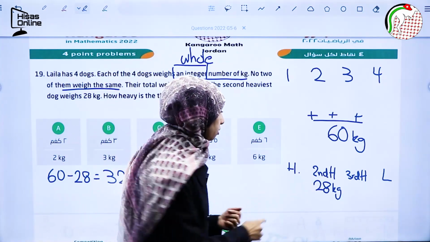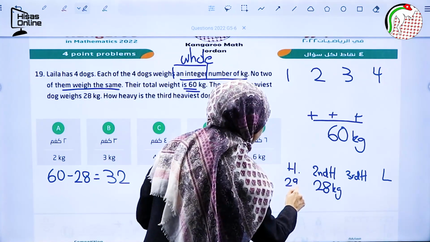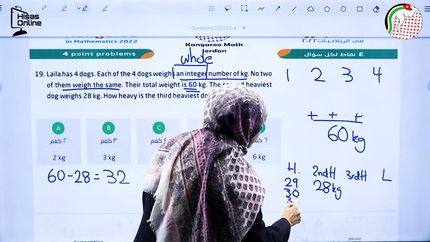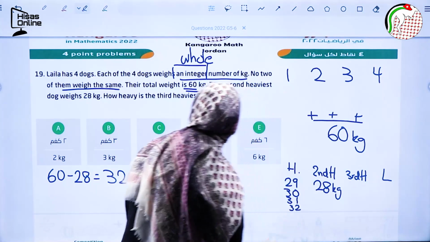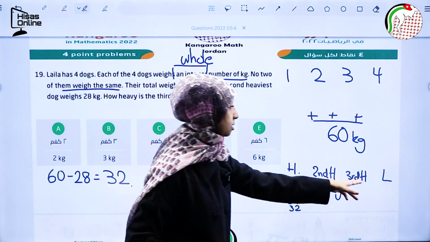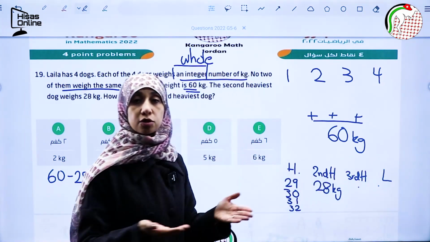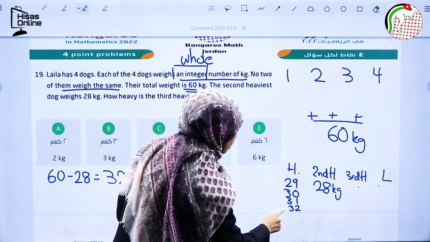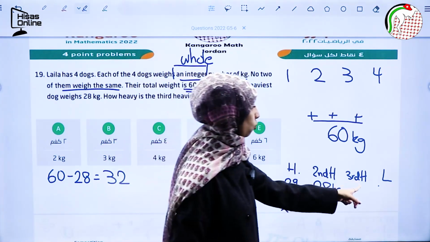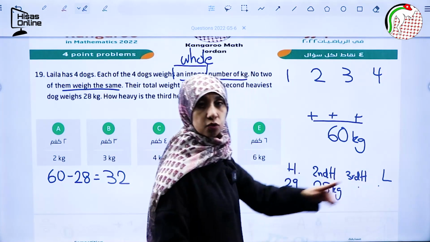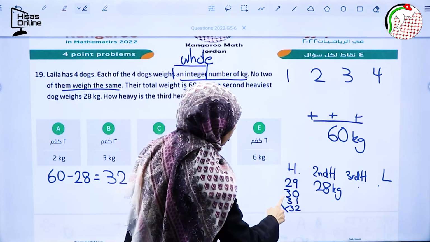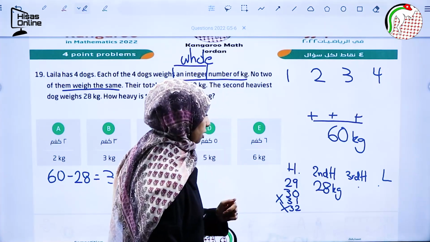So this one can be 29, 30, 31, or 32. Because the difference is 32. If it's 32, that means 0 and 0. That means there are no dogs, and this is not acceptable. If it's 31, it will be 1. What about the other? And we said it's an integer. That means no halves, no partial kilograms. Also, this is not acceptable.